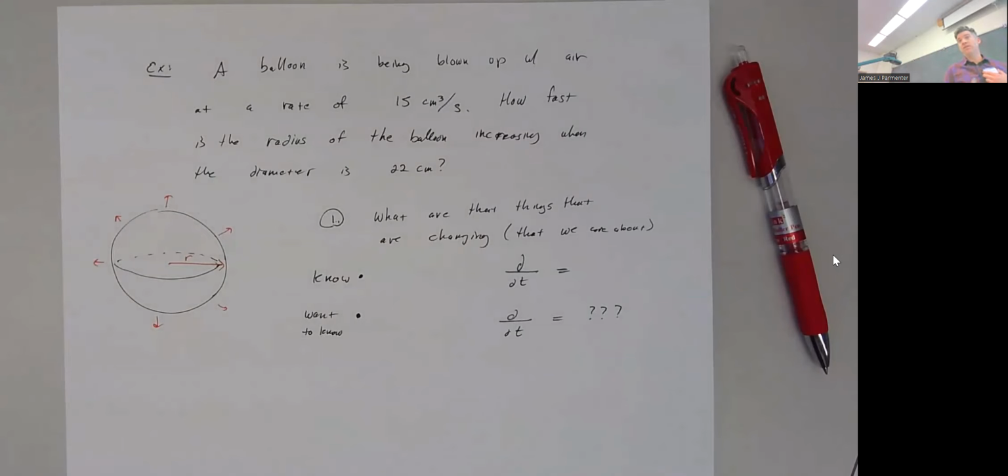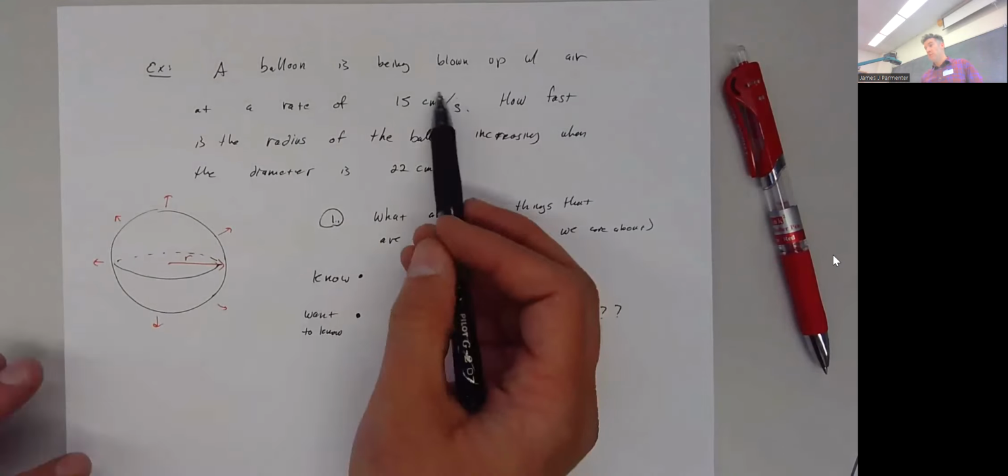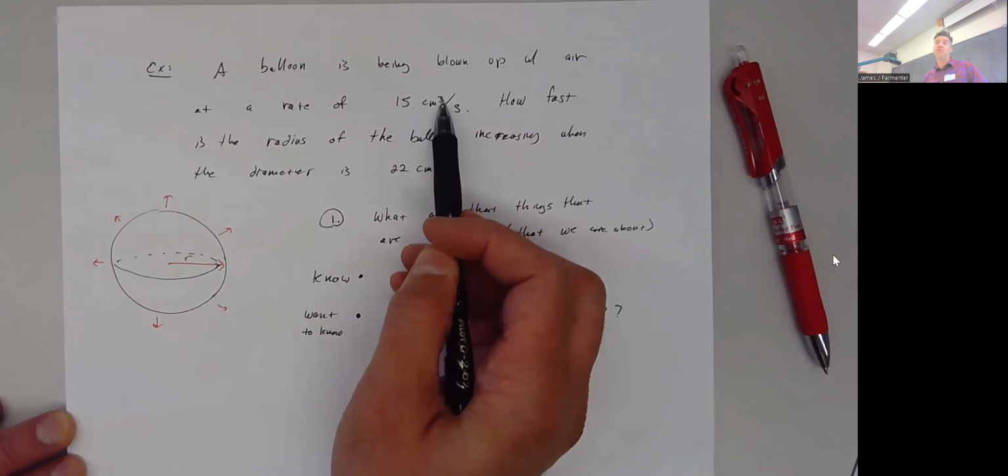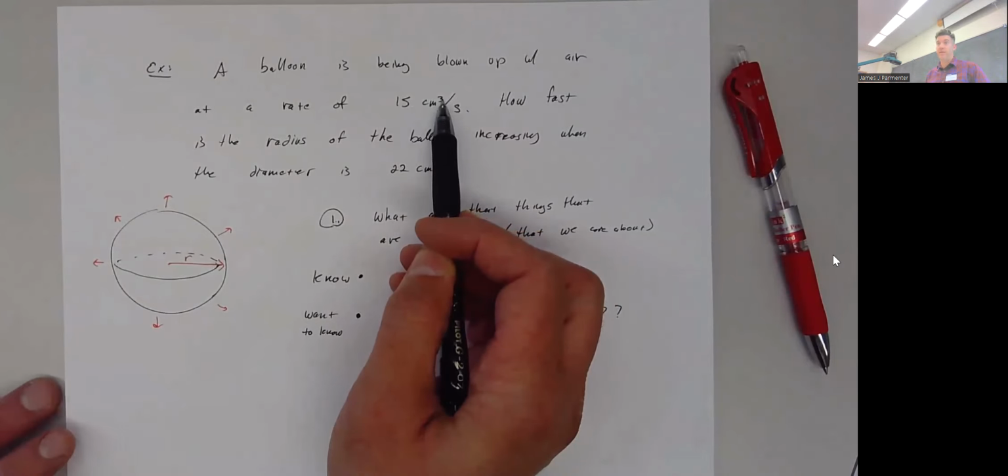So they told us that something is changing, or blowing up the balloon, at a rate of 15 cubic centimeters per second, which means we are definitely talking about volume, right? Because volume is some unit length cubed. If it was square centimeters per second, we'd be talking about area. If it was centimeters per second, we'd be talking about length or radius. So basically, when they tell you something, they should be giving you the right units. You basically just look at that number. If it's a 3, you're talking volume. If it's a 2, you're talking area. If it's a 1, you're talking length.